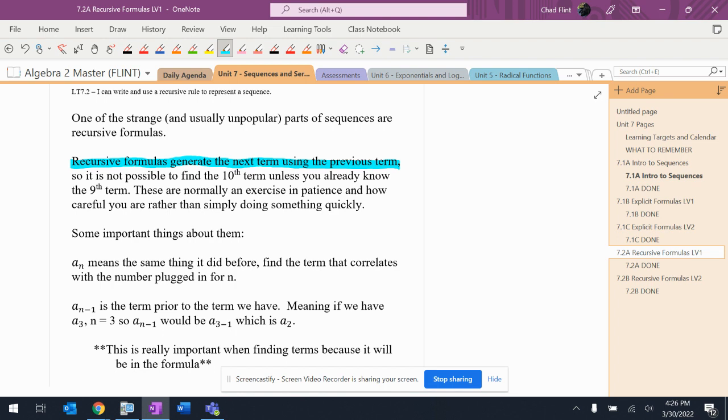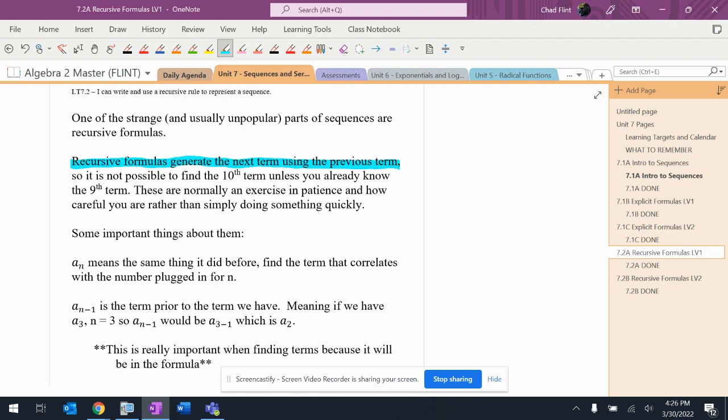These are normally exercises in patience. Do you have the patience? If it wants the eighth term, you have to take the first and find the second, and then find the third, and then the fourth, and the fifth, and the sixth, and the seventh. There's no way to skip ahead unless you want to convert it into an explicit formula, which isn't impossible, but it does take some time.